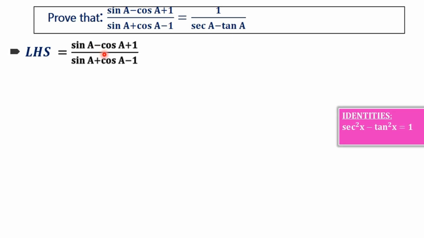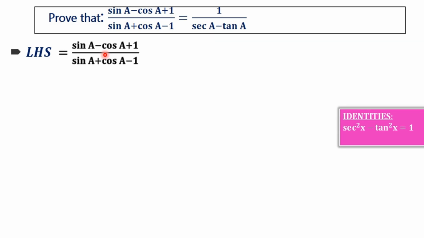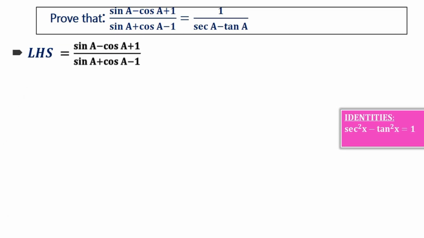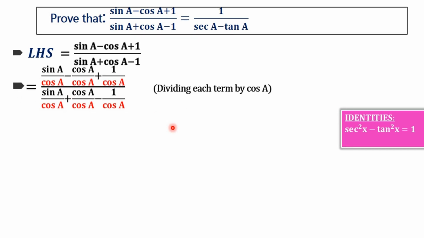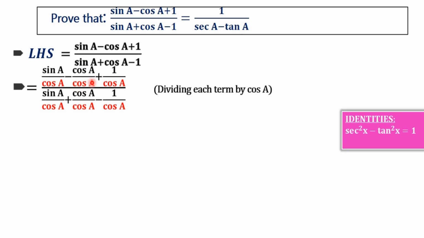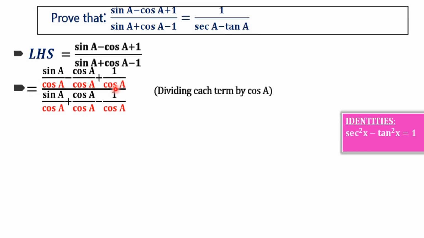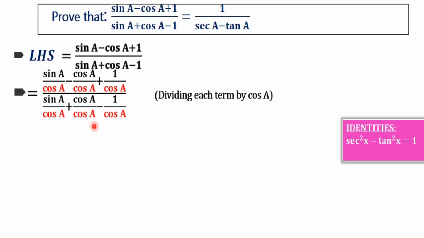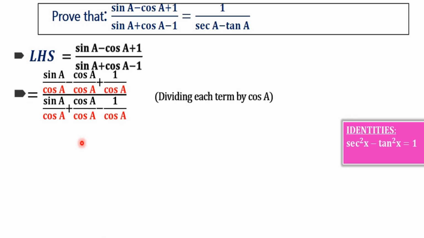So in order to get the terms in sec A and tan A, what we have to do is divide each and every term by cos A. Why are we dividing each term by cos A? We will get sec A and tan A terms in this LHS. Then we will get (sin A by cos A minus cos A by cos A plus 1 by cos A) whole divided by (sin A by cos A plus cos A by cos A minus 1 by cos A).